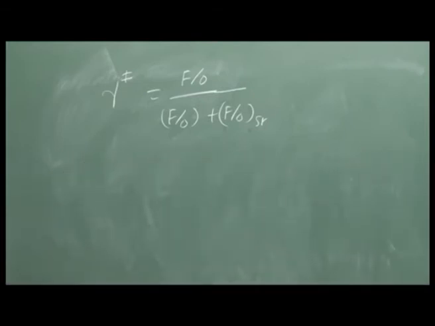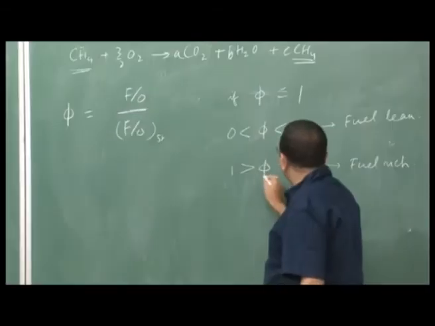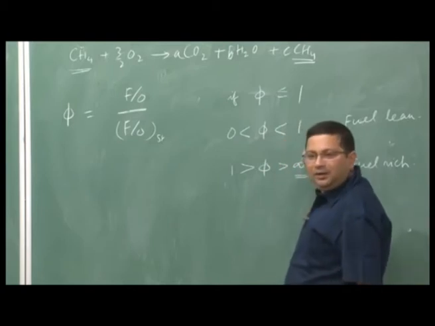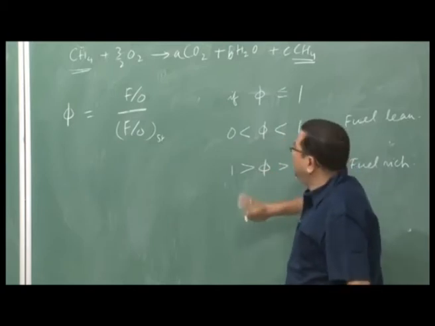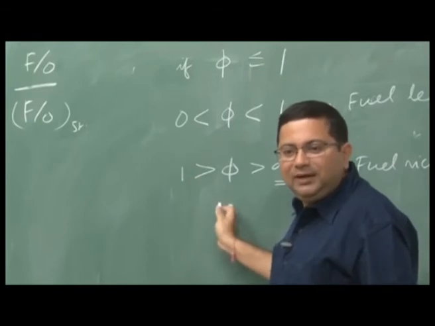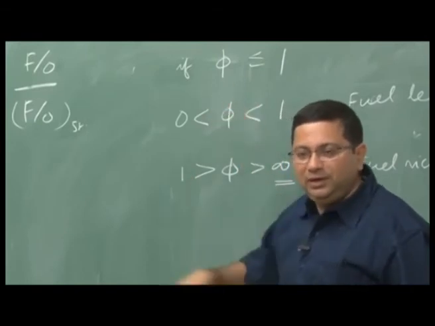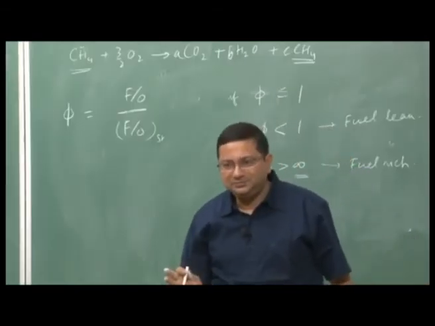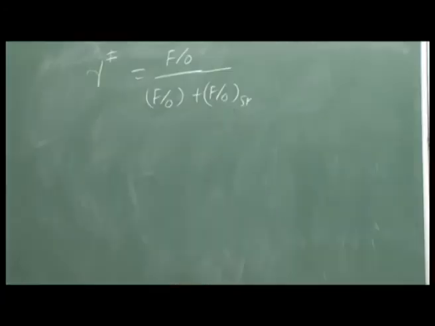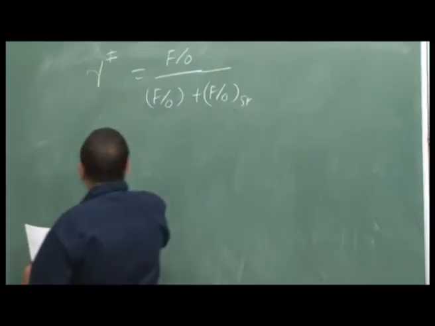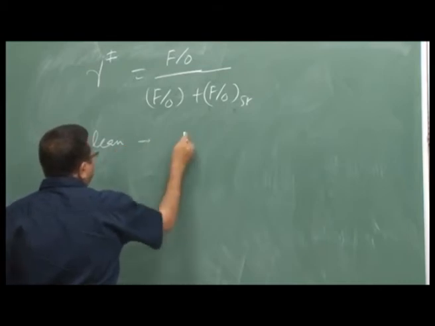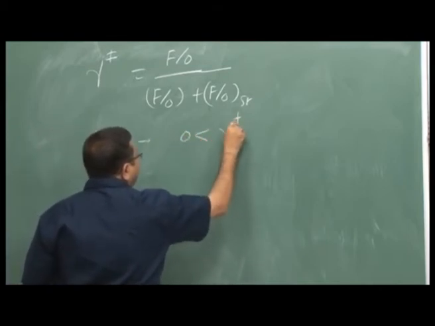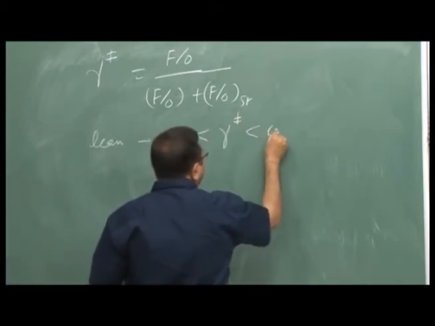Here, the rich side is unbounded, right. So, when we have pure fuel, this side is unbounded, equivalence ratio goes to infinity. So, computationally it cannot be handled. Whereas, if I look at gamma hat, when we have lean, then gamma hat is bounded.